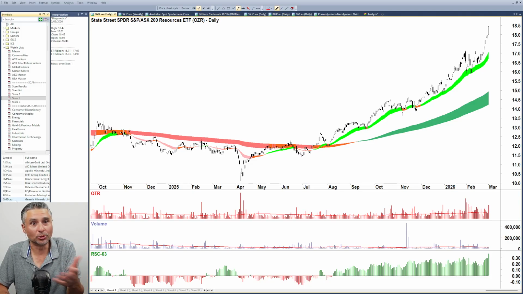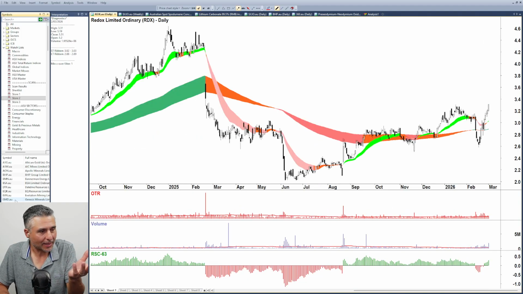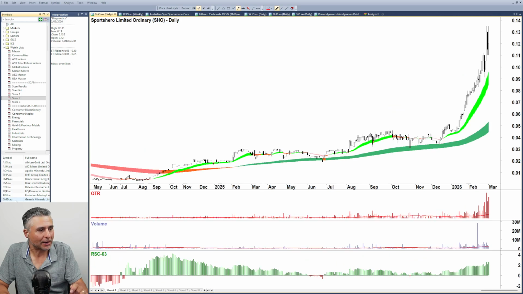That's all of the resources in that one. RDX, again, maybe not as strong as some of those continuation setups, but it's in there to try and get that diversification in the setups. RSG, SHO. Anybody on Sports Hero? I think I've got a few. Somebody asked about it last week.